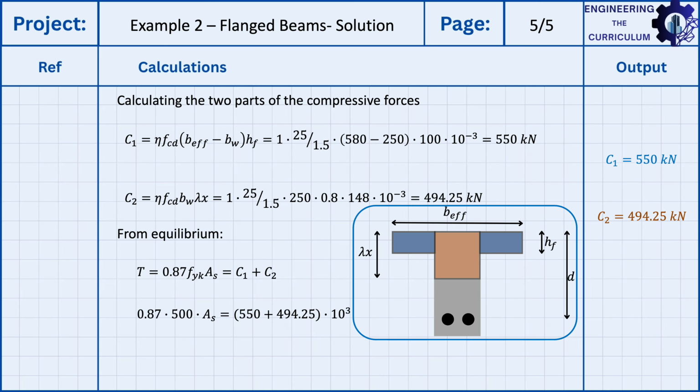Just organizing my units here because the 500 is in megapascals. And from here, I can isolate AS and find that it is 2,400 millimeters squared. That is the area of steel that I need to provide to have a balanced section. And that is how you solve a flanged beam when the stress block continues into the web.